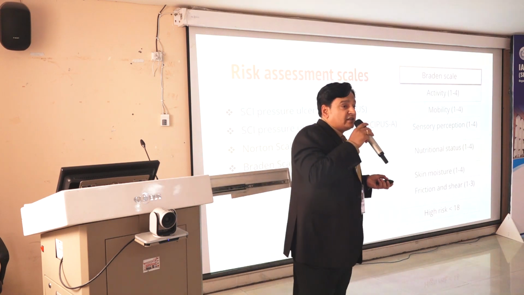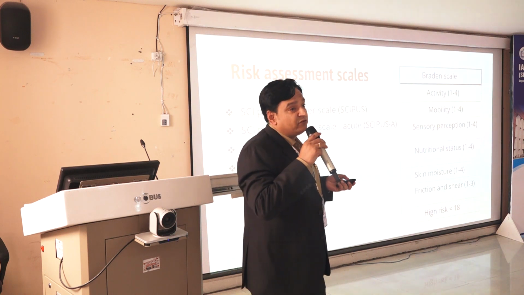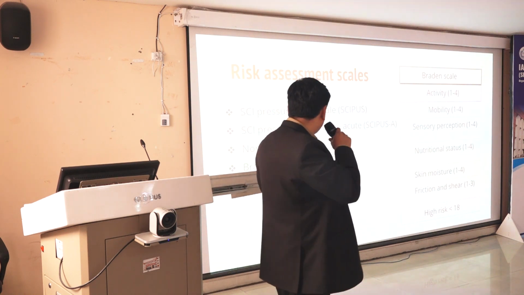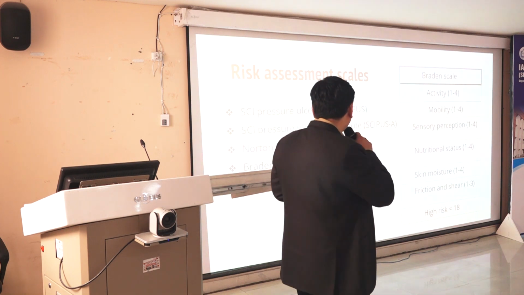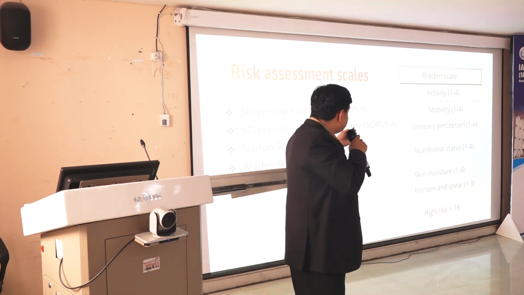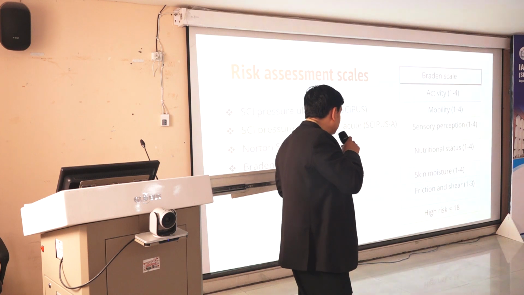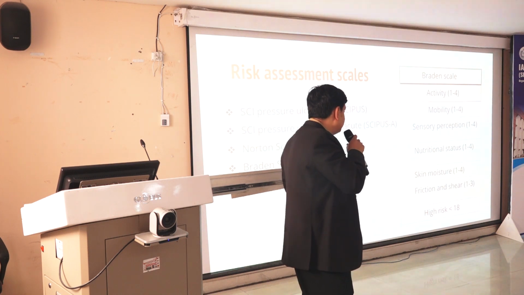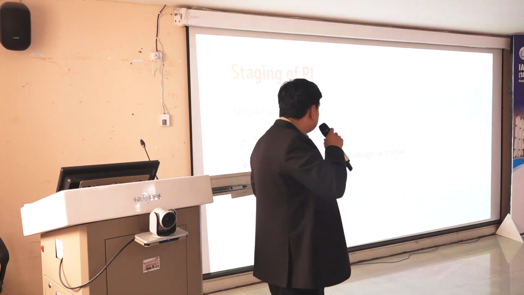Whenever you find a pressure sore, it is always imperative to find out the basic risk factors, then you have to assess how much the pressure sore is. Various scales are there. We usually use Norton or Braden scales, where the Braden scale includes points regarding activity, mobility, sensory perception, nutritional status, skin moisture, friction, and shear. If the score is more than 18, there is a high risk for creating an ulcer.